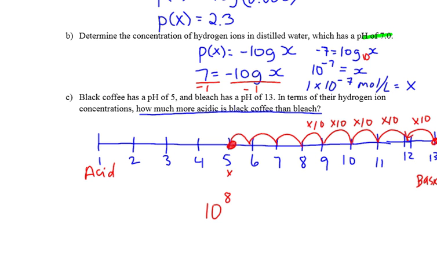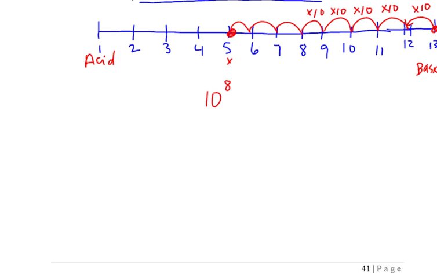The other way you could figure it out, which is not on your formula sheet, is using the idea of intensity over 1 over 2.